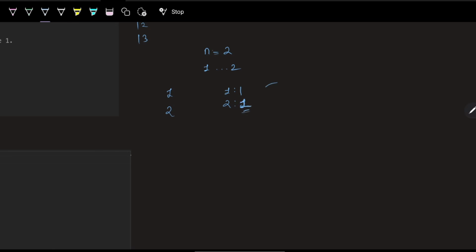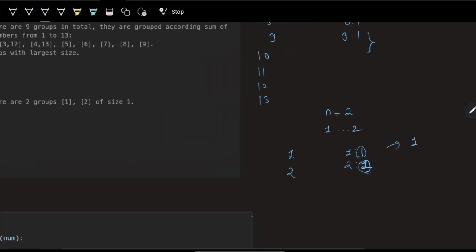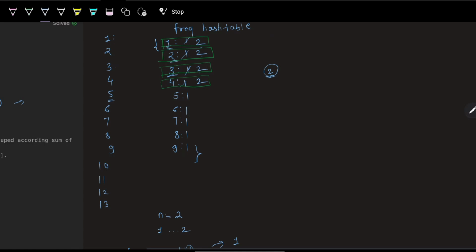So what is the maximum frequency we have found? That is 1. How many digit sums are there having frequency equal to 1? That is this one, 2. That's why the output for this case is 2, correct. Now what is our approach to solve this problem?